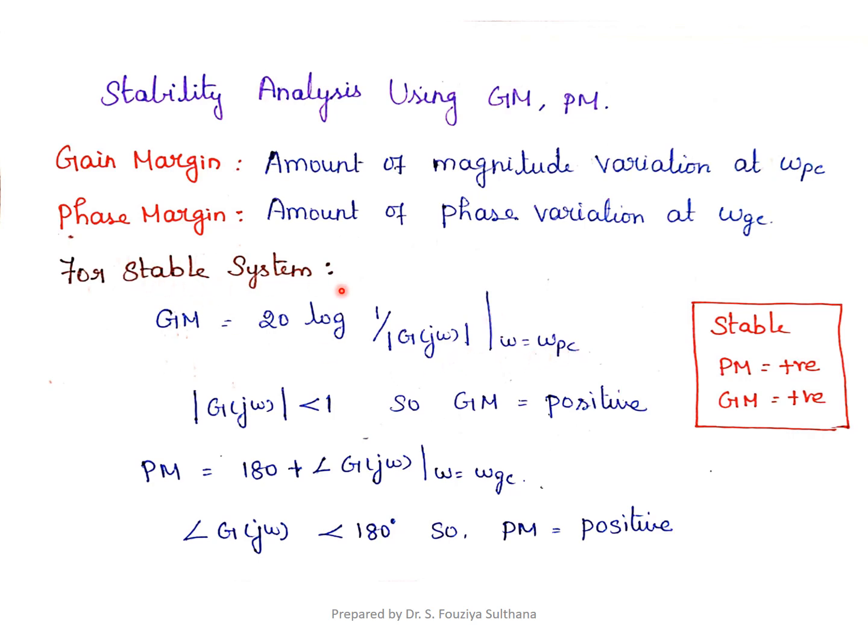So for the stable system, this magnitude of G(jω) is less than 1. So this gain margin is positive. And for the stable system, the phase angle will be less than 180 degree. So the phase margin is positive. So the condition for the stable system is the gain margin should be positive and the phase margin should be positive.